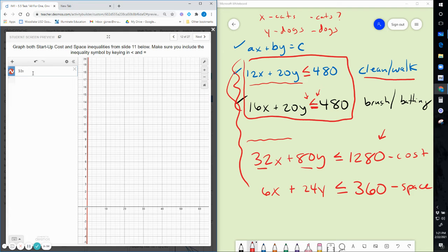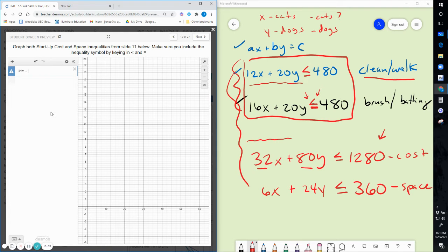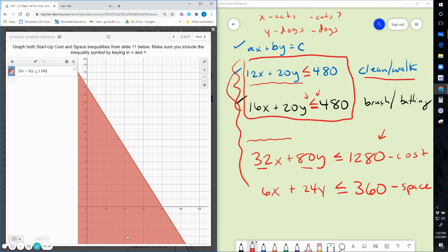So you can type in 32x and then plus is on your keyboard. By the way, it's all down here on this keyboard if you need. But I like to type it with the regular keyboard. So 32x plus 80y. And then you're going to hit the less than sign, which is the same button as the comma, and then the equal button. And once you hit the equal button, it'll turn that inequality into less than or equal to. Okay? So hit the less than symbol followed by the equal symbol, just like it's showing here. Then put in 1280. And then you're going to have your graph there.